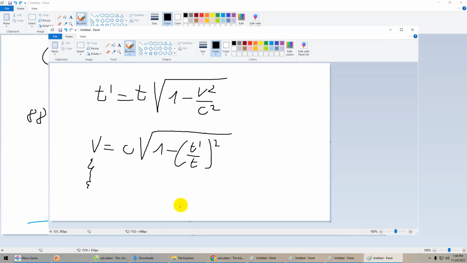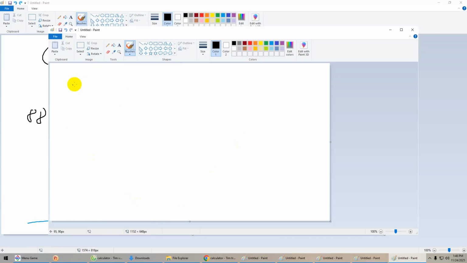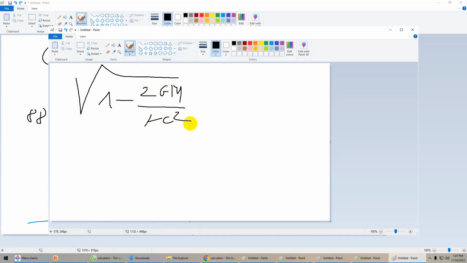Now we can talk about the mystery of this expression right now. The expression that's equal to 1 minus 2GM over Rc squared in the Schwarzschild geometry, where v represents this velocity.